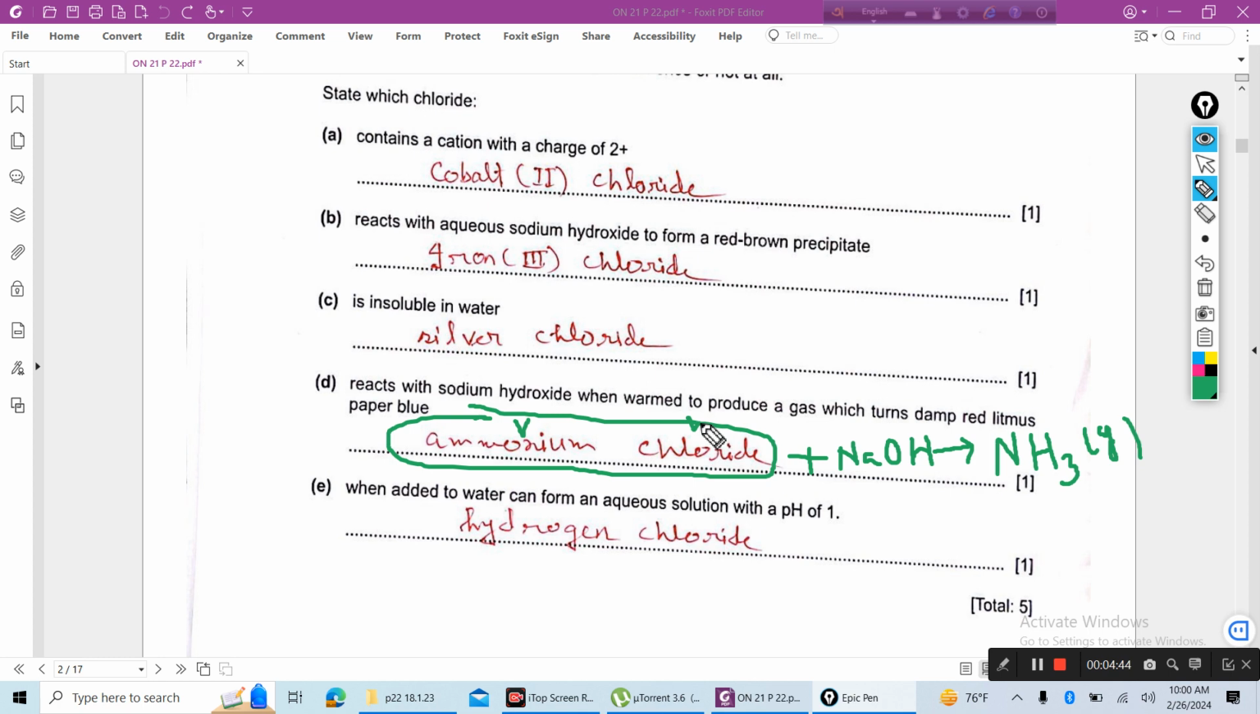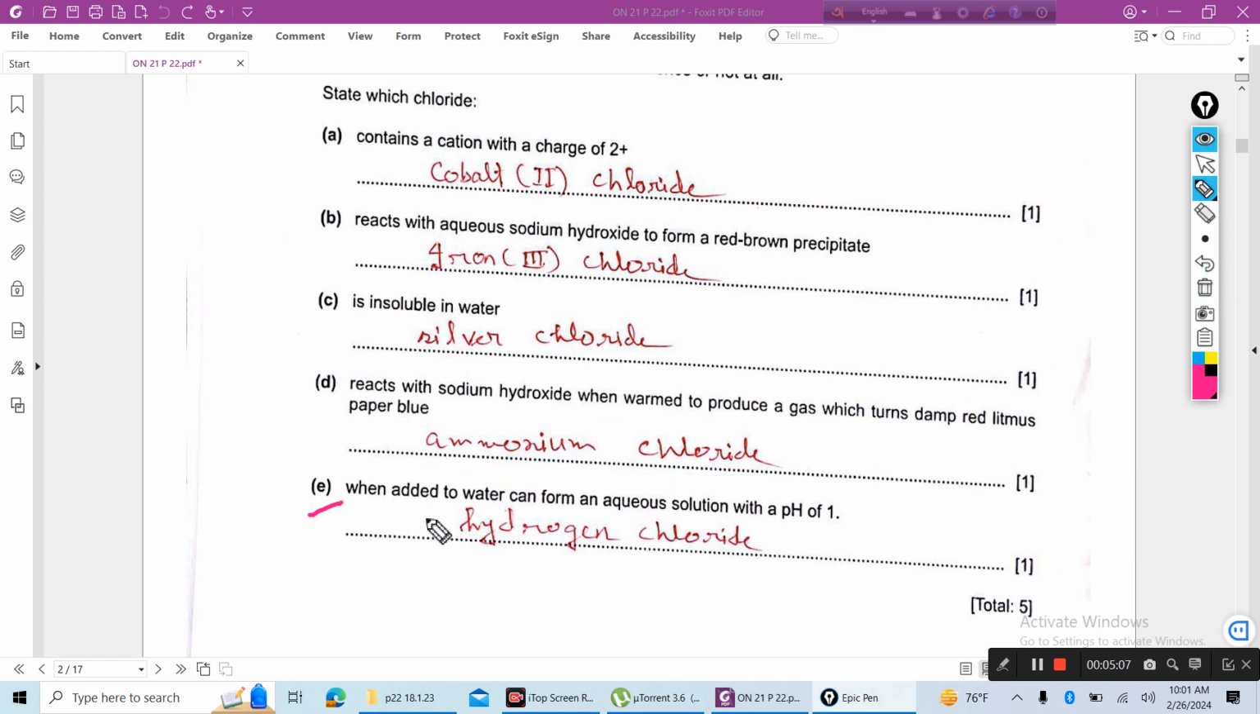To any ammonium compound, if you add sodium hydroxide and gently warm, salt plus ammonia plus water will be produced. This ammonia alkaline gas turns damp red litmus paper blue.